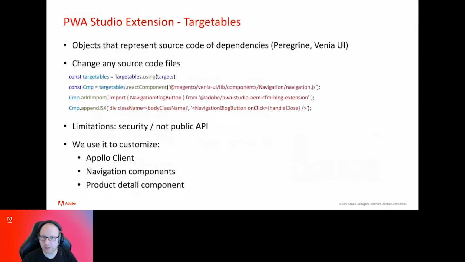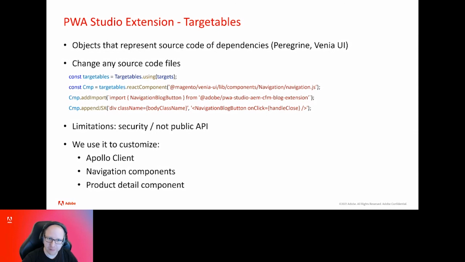A second mechanism is called Targetables. They basically allow you to change any piece of source code of PWA Studio, and in particular, any piece of source code that is present in any of the dependencies. The most important dependencies to mention here are the two main layers PWA Studio is built with. So you have Peregrine, which provides basically the generic logic, and you have Venia UI, which adds then the Venia look and feel as you saw in the demo. On the slide here, you can see an example of how you would apply these kinds of customizations.